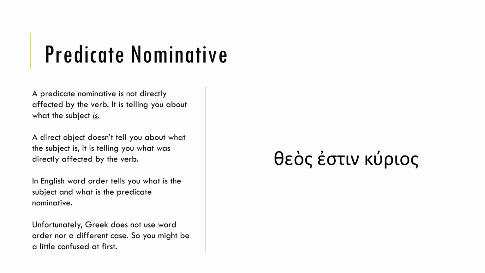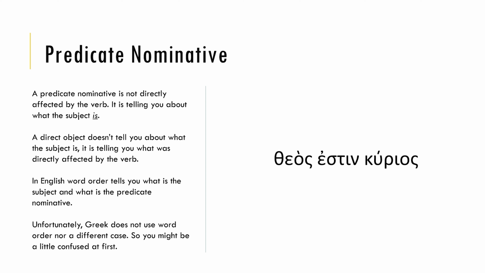So Andres threw the chair. We don't know anything about what Andres is. What we do know is what he threw. That's a direct object. In English, the word order tells you what is a subject and what is a predicate nominative, because in English the subject comes first and the predicate nominative comes after the verb. But Greek does not use word order nor a different case. So at first, it might be a little confusing. Only context will tell you.